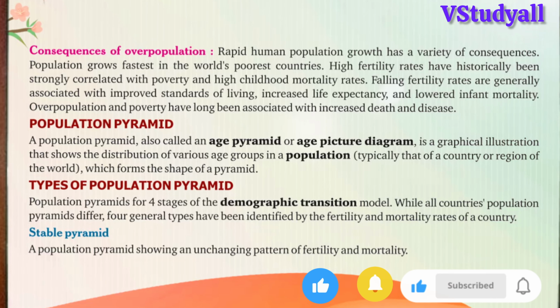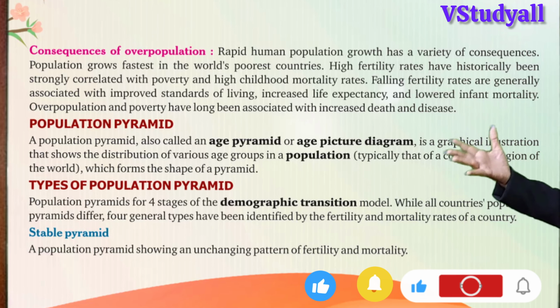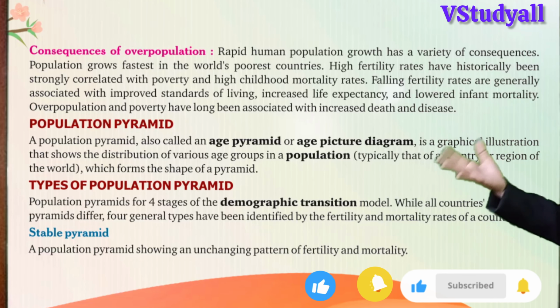Population pyramid. A population pyramid, also called an age pyramid or age picture diagram, is a graphical illustration that shows the distribution of various age groups in a population, typically that of a country or region of the world, which forms the shape of a pyramid. Types of population pyramid. Population pyramid for 4 stages of demographic transition model.